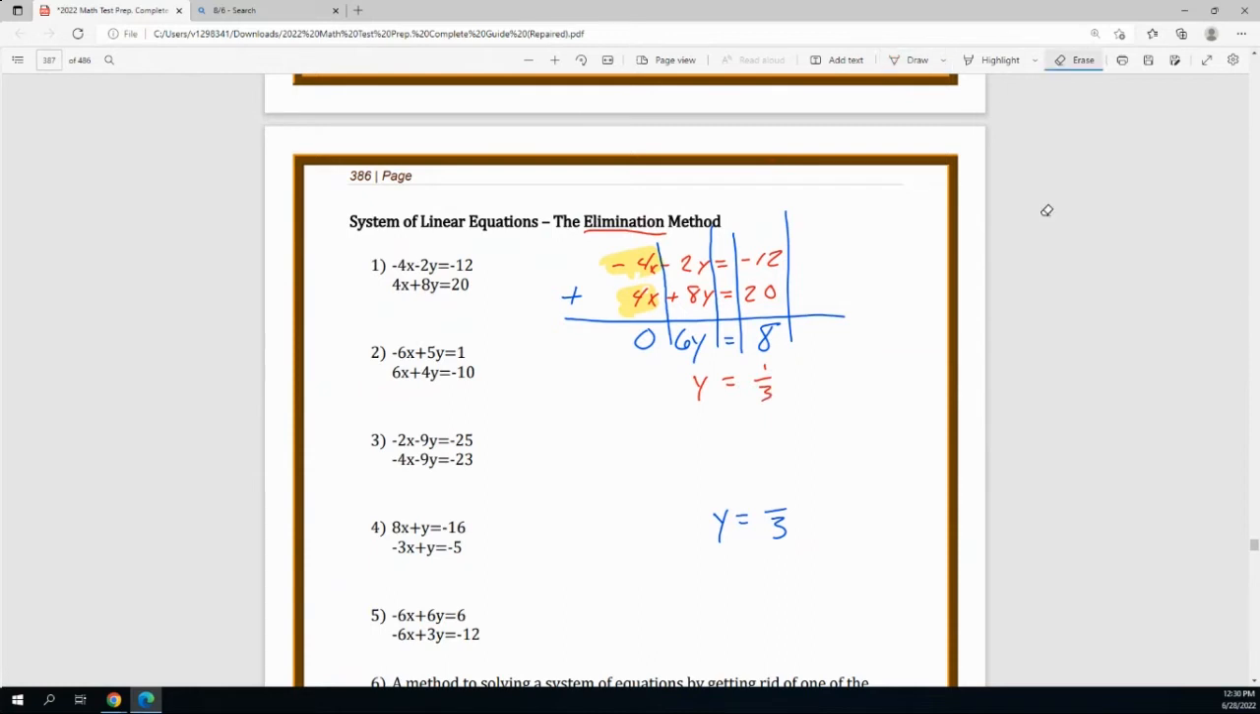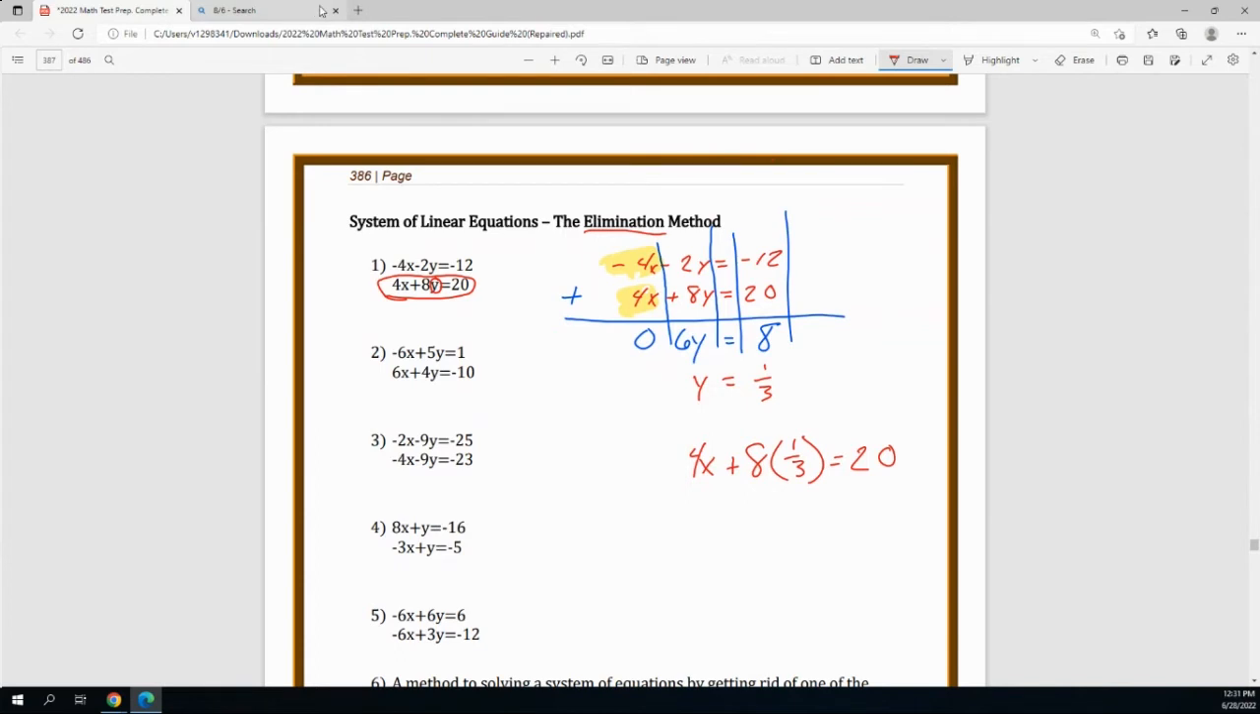Okay. Now let's go ahead and we can take any of the math problems. I'm going to go ahead and choose this one. Doesn't really matter. And what I'm going to do is I'm going to substitute the y for 1/3, 1 divided by 3. So let's go ahead and rewrite this math problem. 4 times x plus 8 times 1/3 equals 20. Now, what I'm going to do is just do the order of operations. I'm going to solve 8 times 1/3.